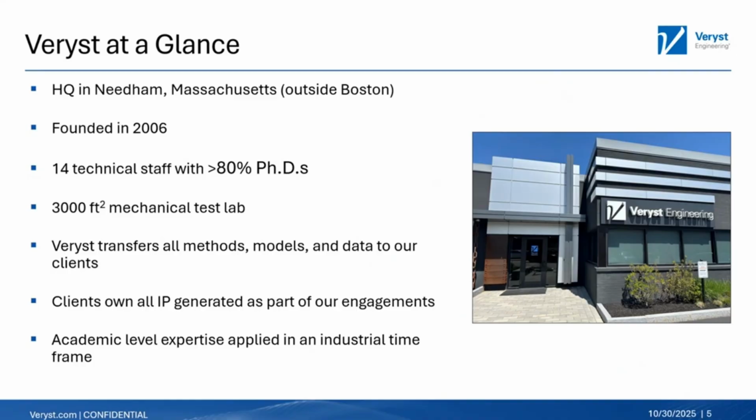As I mentioned, we're located just outside Boston. We were founded in 2006. We have 14 technical staff in our organization, 80% of which have PhDs. We have a 3,000 square foot mechanical test lab, which is focused on the testing and mechanical response of strain, temperature, and environmentally dependent materials such as polymers, adhesives, and foams. And that feeds and complements very much our multi-physics simulation practice. Verist transfers all methods, models, and data to our clients. So we work in a collaborative fashion with our clients, and our clients at the end of our engagements own all IP that we may generate.